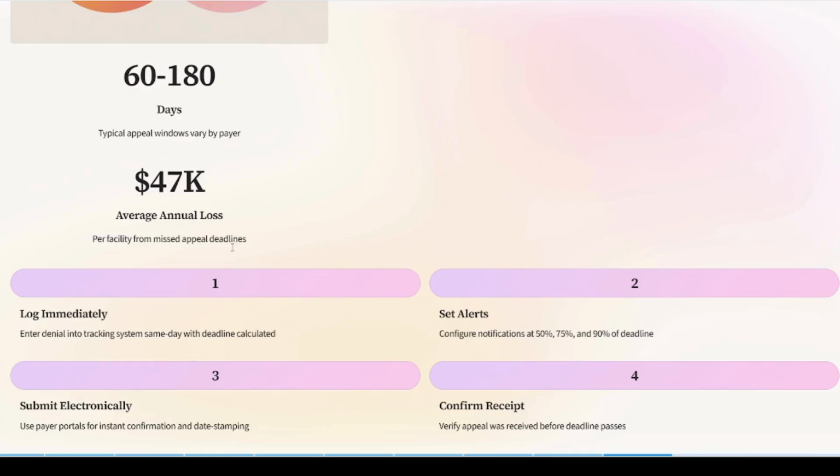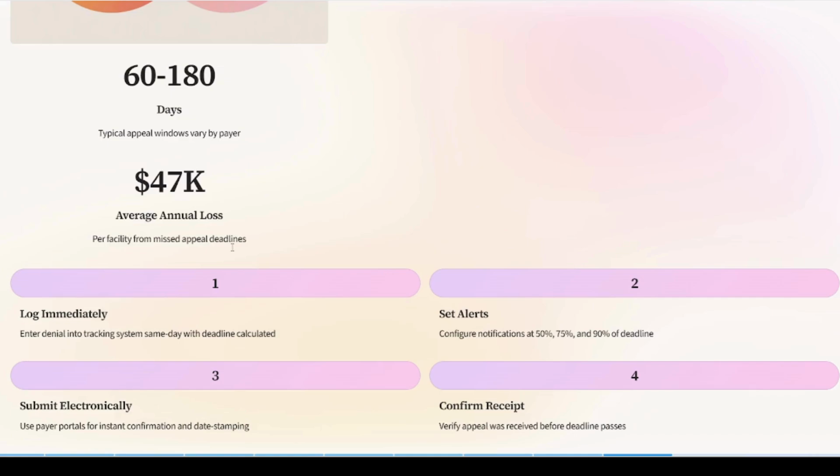We should be entering denials into a tracking system the same day with the deadline calculated. We need to set alerts, configuring notifications at 50, 75, and 90% of that deadline. We should be submitting electronically using payer portals for instant confirmation and date stamping. And lastly, we need to confirm receipt, verifying the appeal was received before the deadline passes.